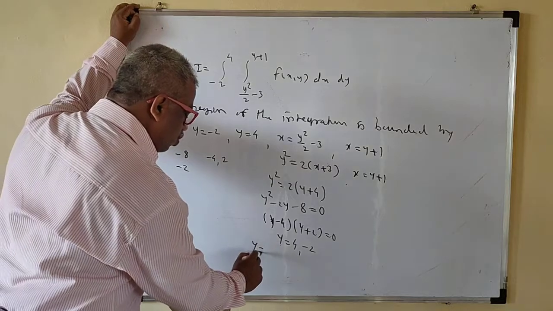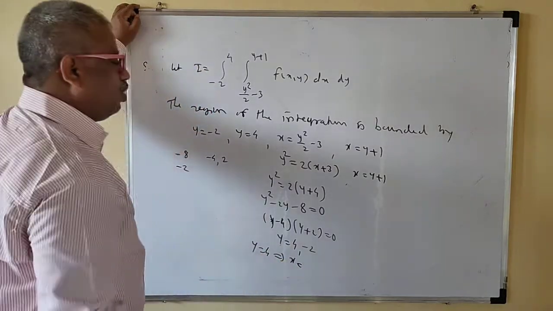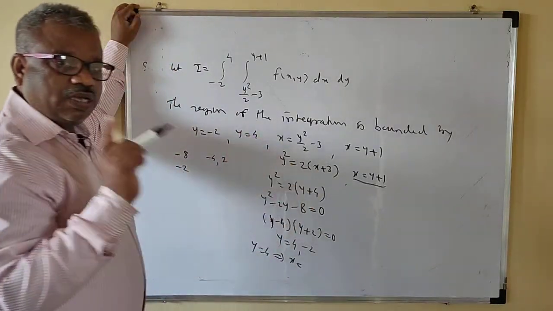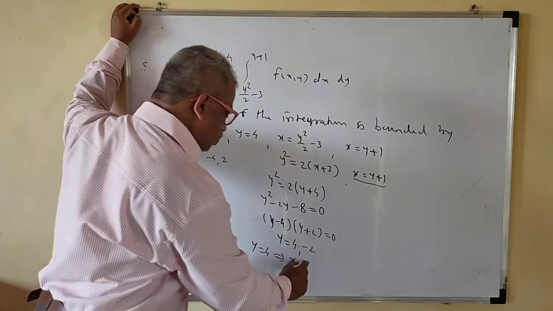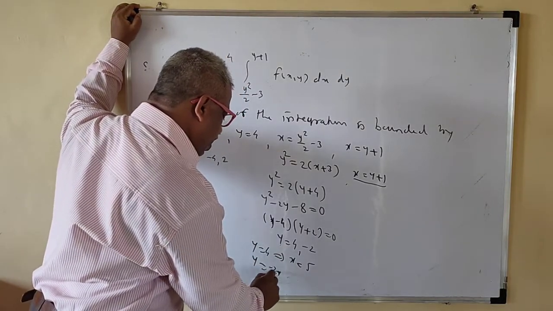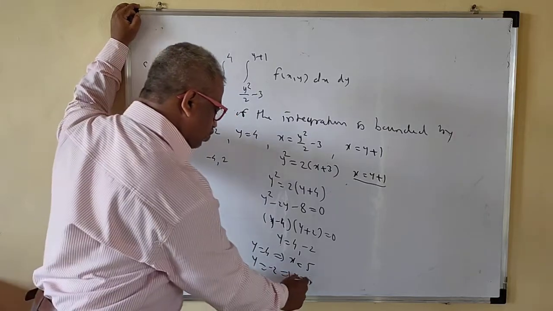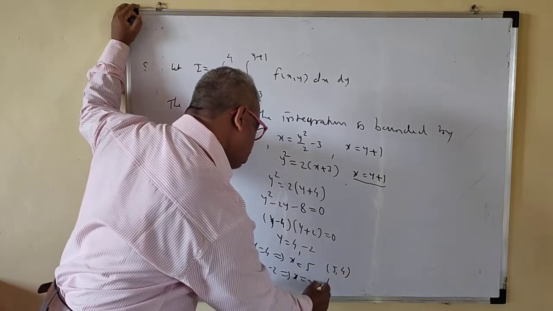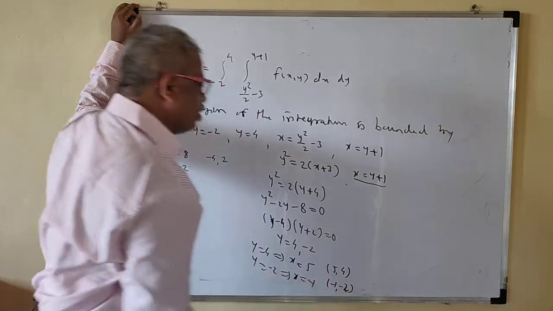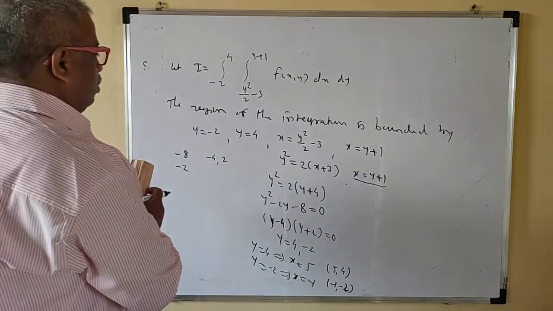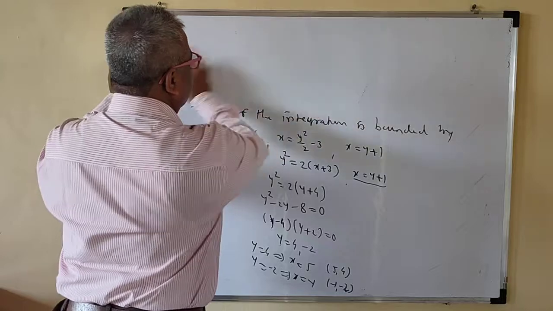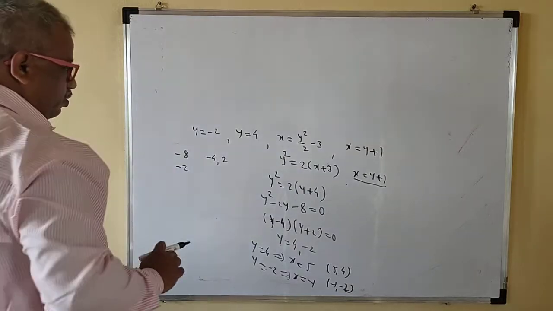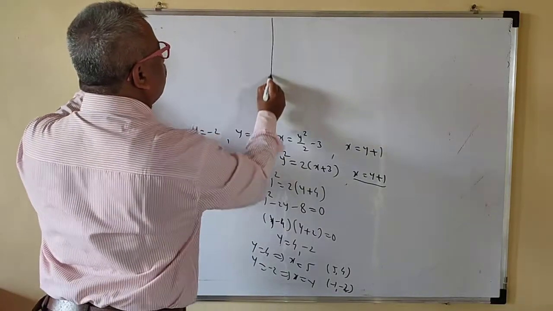So y is equal to 4 implies that x is equal to, with the help of this one you got the value of y, so you find the value of x. So your x is 5. If your y is minus 2, then your x is minus 1. So the points of intersection are 5, 4 and minus 1, minus 2. These are the points of intersection. Okay, so now we will draw the figure.